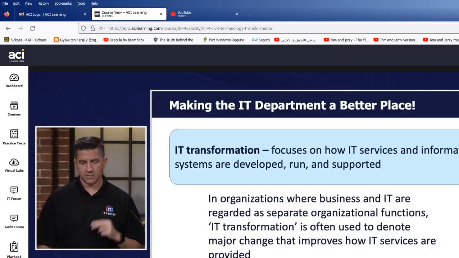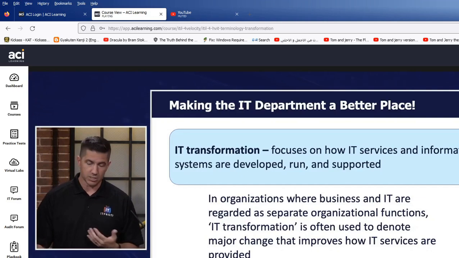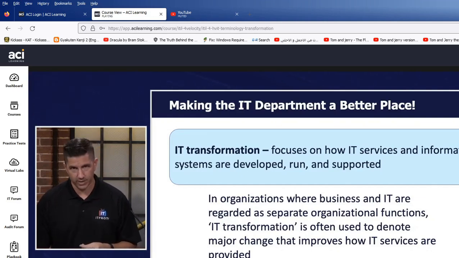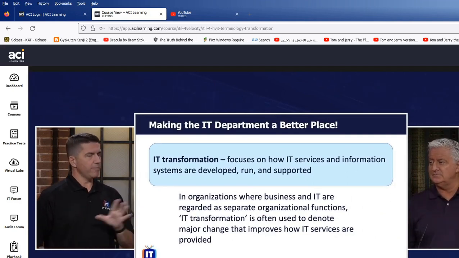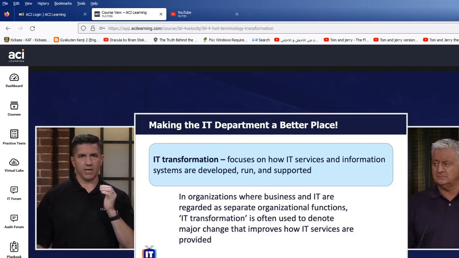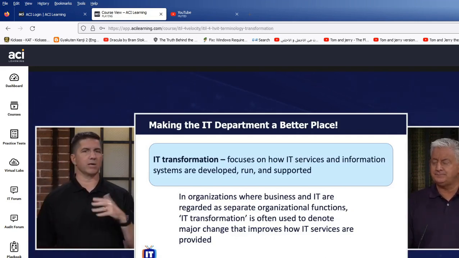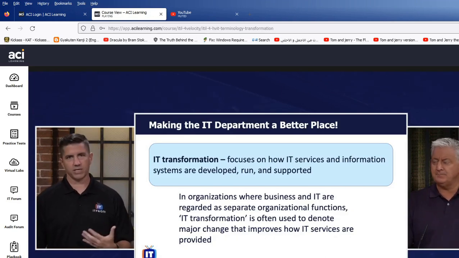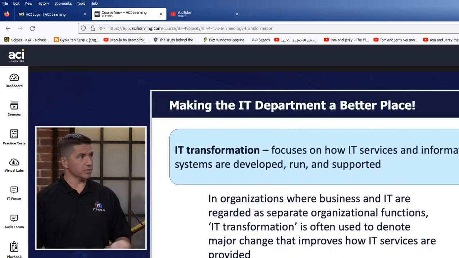The definition is: IT transformation focuses on how IT services and information systems are developed, run, and supported. And Chris, I don't see a star here, but I'm guessing this is exam. Yeah, and more about the fact that if you are given a couple of things in a lineup, look to see what they're asking in the scenario. Are they only talking about the IT department? Are they only talking about the information systems that you're running or something like that? They are referring to IT transformation. But if they're talking about the customer experience and the business model, as you said, operating models, that's digital transformation.